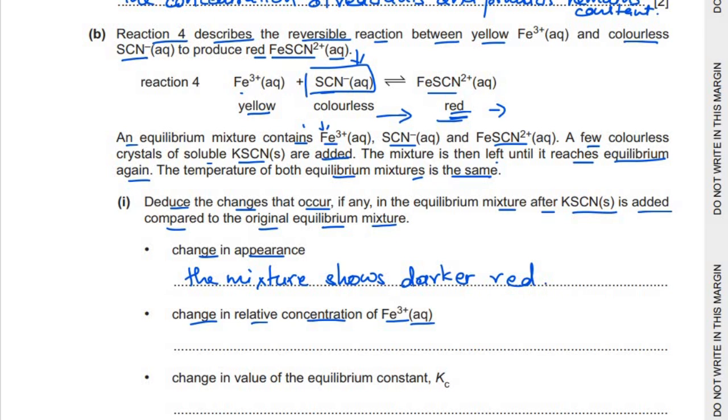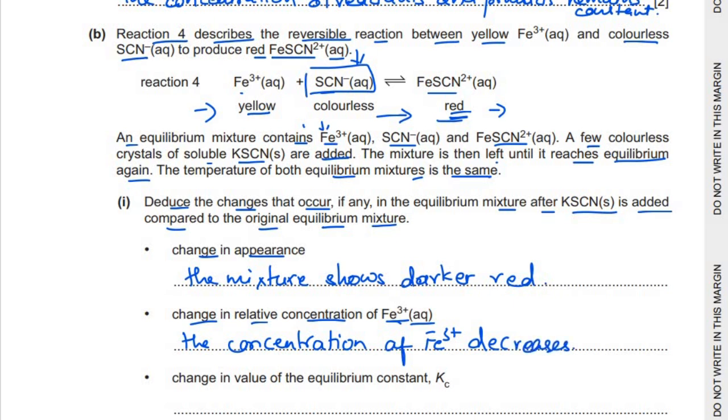The next is the change in relative concentration of Fe3+ aqueous. As we said, the equilibrium shifted to the right-hand side, so obviously the concentration of the reactants will decrease. Fe3+ is one of the reactants, so we can say that the concentration of Fe3+ ion decreases.